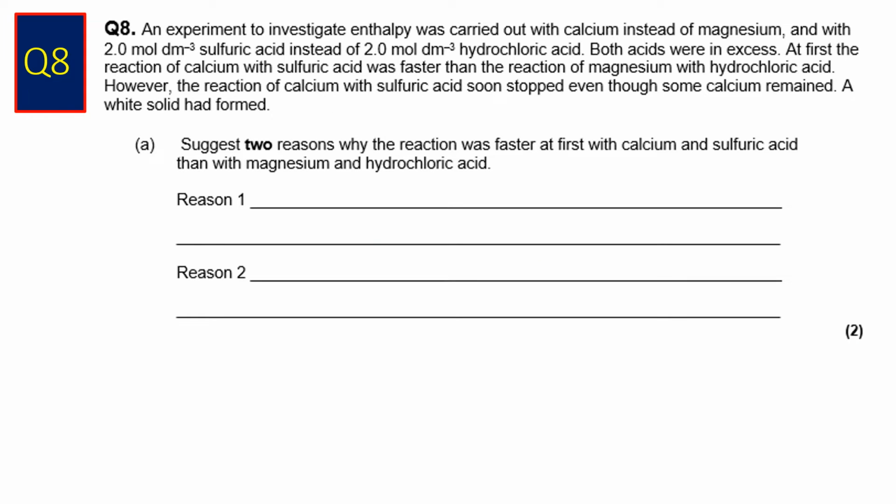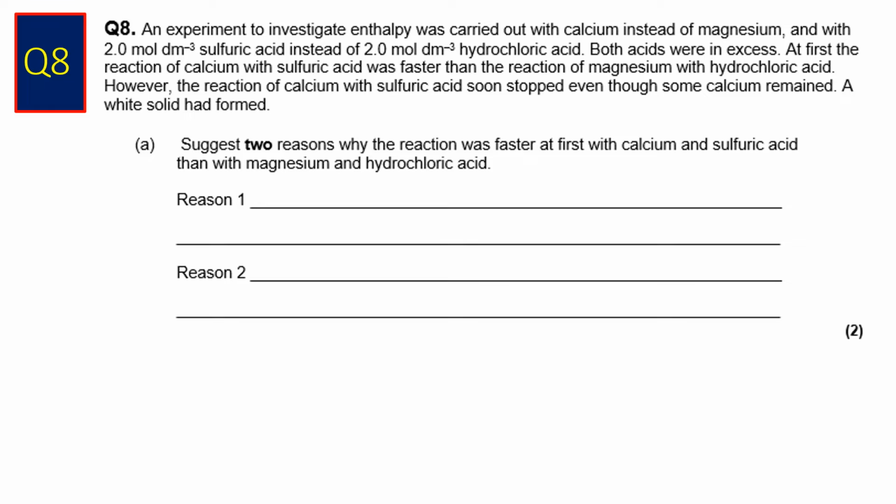Question 8. An experiment to investigate enthalpy was carried out with calcium instead of magnesium and with 2 mol per decimeter cube sulfuric acid instead of 2 moles per decimeter cube of HCl. Both acids were in excess. At first, the reaction of calcium with sulfuric acid was faster than the reaction of magnesium with hydrochloric acid. However, the reaction of calcium with sulfuric acid soon stopped even though some calcium remained. A white solid had formed.